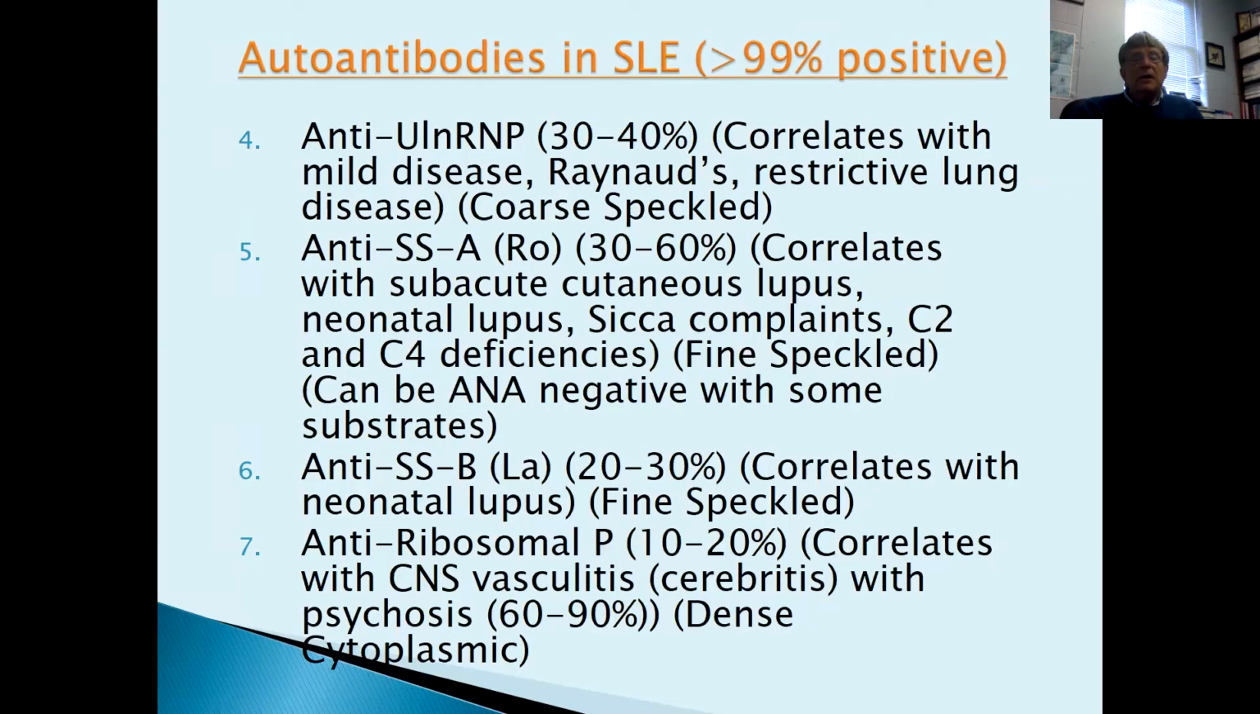Lastly, in lupus is the one antibody that we do know correlates with central nervous system disease. This is antibodies to ribosomal P. It correlates with CNS vasculitis and cerebritis, and there may also be a high incidence of psychosis in patients that have this antibody. It is not a nuclear antibody, it's a dense cytoplasmic one, and so the person reading these slides has to be very careful in assaying that.